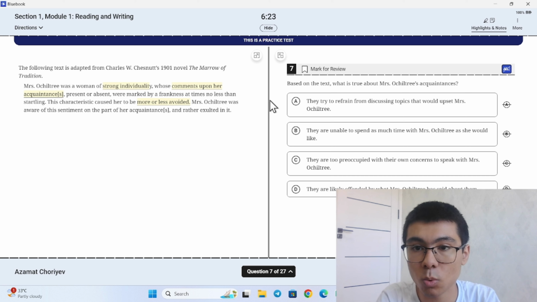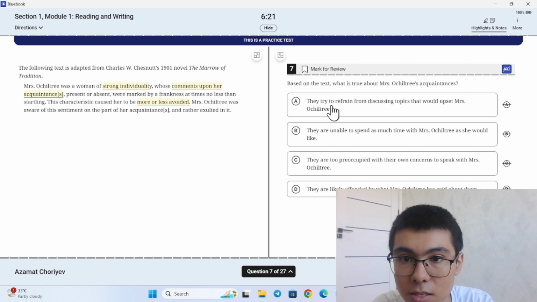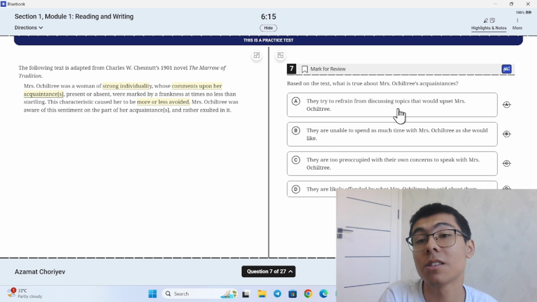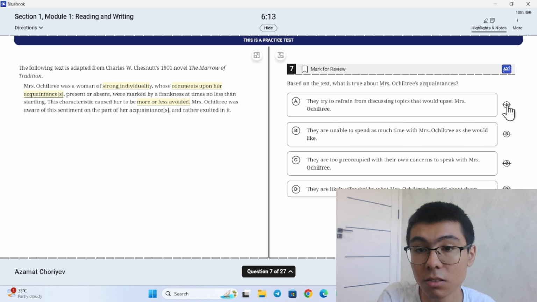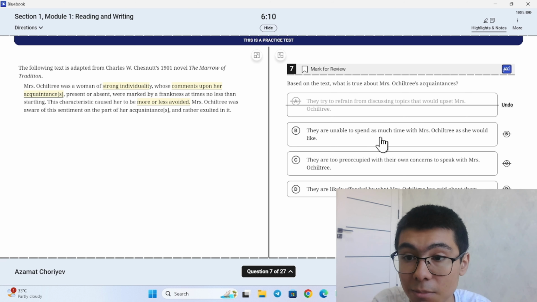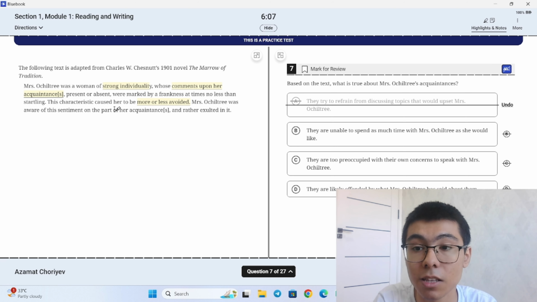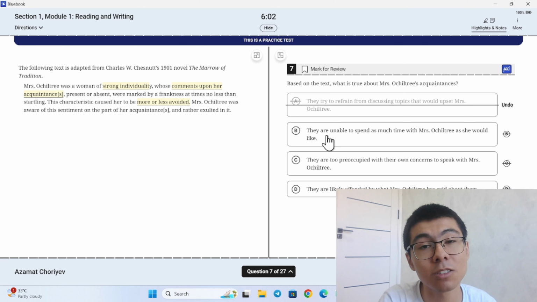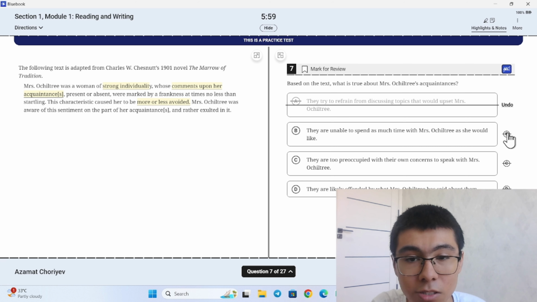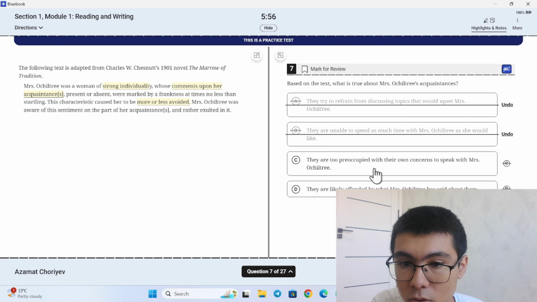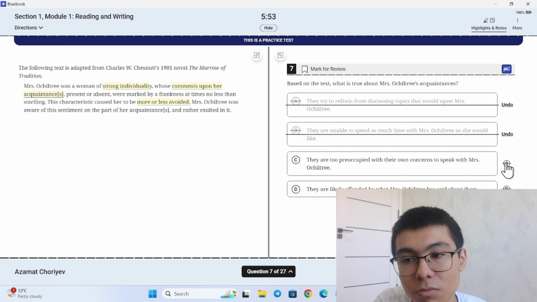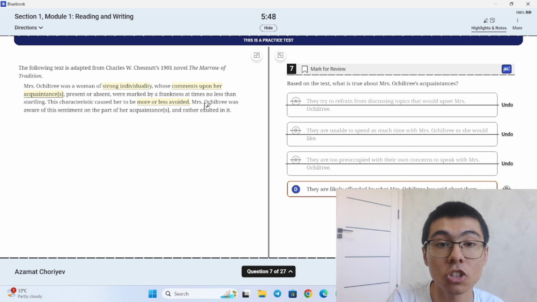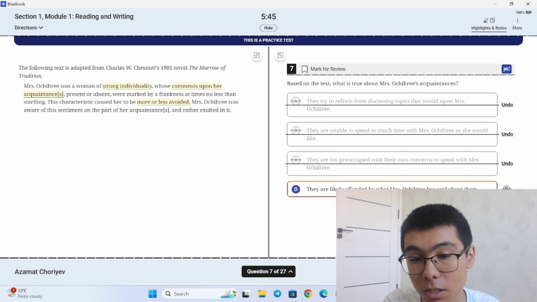Okay, so what's true about the acquaintances? They try to refrain from discussing subjects that upset. There's nothing about discussing those subjects that will upset her. They're unable to spend as much time as, the text is saying that her acquaintances don't want to spend time, but in B it's telling that they really want to spend time but they can't. No, it's completely opposite. They're too preoccupied with their own concerns. No, there's nothing about that. D, they're likely offended by what she has said about them. Yes, because she comments upon them.